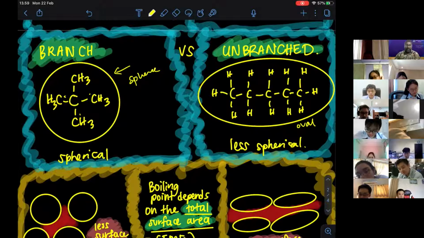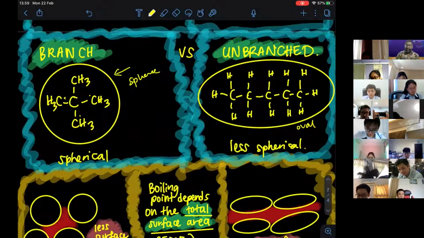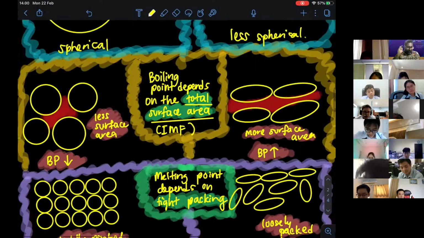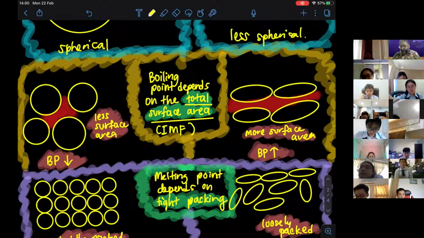Now, if I use the same concept over here, I want to see whether branched or unbranched will have a higher boiling point or melting point. So I am going to look at boiling point first. Boiling point depends, again, on the intermolecular forces of attraction. But here, it is much better to look at it not in terms of polar or non-polar, but in terms of total surface area. If you look at the total surface area, the one I've highlighted in red, if it is spherical, you can see that the total surface area is going to be less.